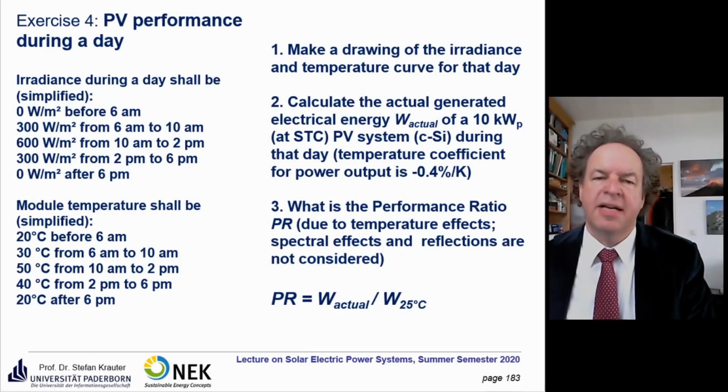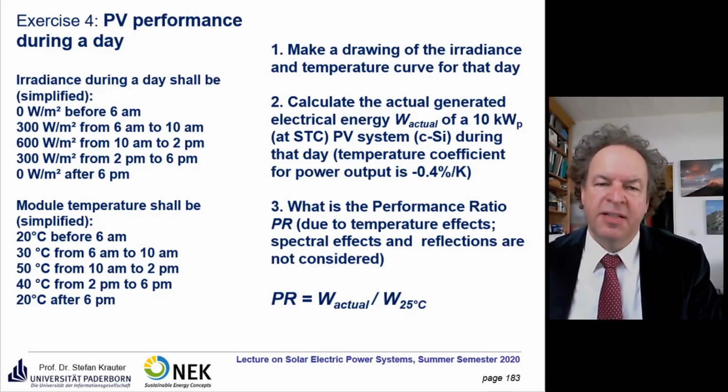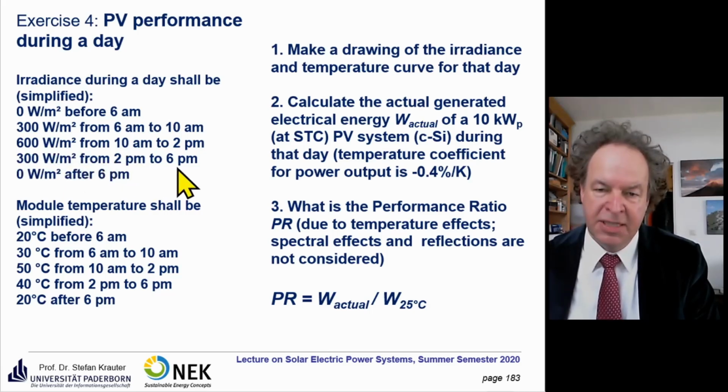We discuss now exercise number 4. The first part of this exercise is that we have some irradiance given. Before 6 a.m. there is no irradiance at all. Then it's 300 watt per square meter during the hours from 6 a.m. to 10 a.m. And then from 10 a.m. to 2 p.m. it's 600 watt per square meter, and then symmetrically in the afternoon it's 300 watt per square meter from 2 p.m. to 6 p.m., and after 6 p.m. the sun is set and there's 0 watt per square meter.